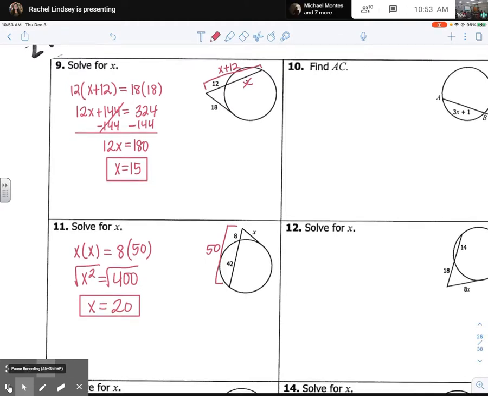Okay, so I'm stopping with that one right there because 13, 14, 15, and 16, in order to do those, you have to be able to factor. You should know how to factor. If I did it, you would be able to do it, but I'm gonna skip those.